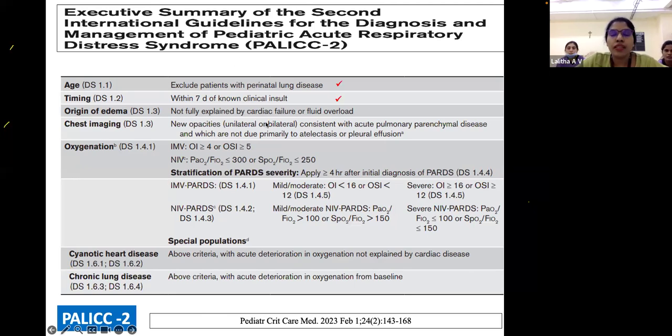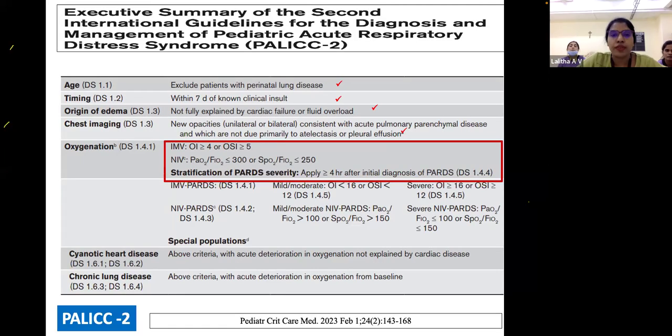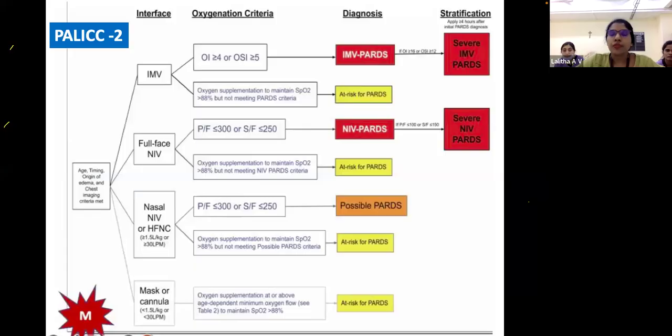So in the index case, that child was a small child within 7 days. All these criteria were fulfilled. But we had to calculate the OI and OSI, right? Once you calculate the OI and OSI, after 4 hours of PALICC diagnosis, you have to classify them as severe IMV PARDS or severe NIV PARDS.